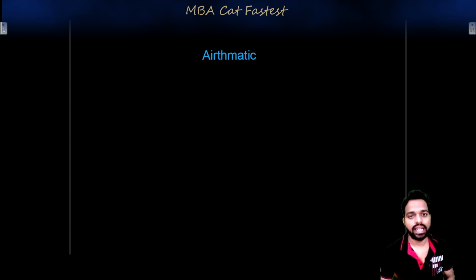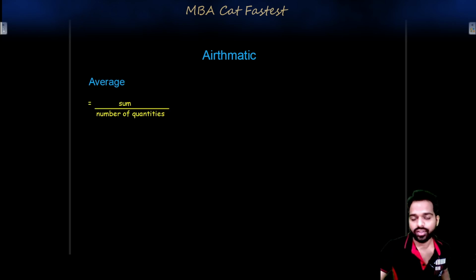This is Shubham Jaiswal and today we will be beginning a new section in Quants in a series of videos where we are overviewing the basic concepts of the chapters. The section today is arithmetic, average. It's basically the sum of all the quantities available in your hand divided by the number of quantities which are available in your hand. So that is the definition of it.